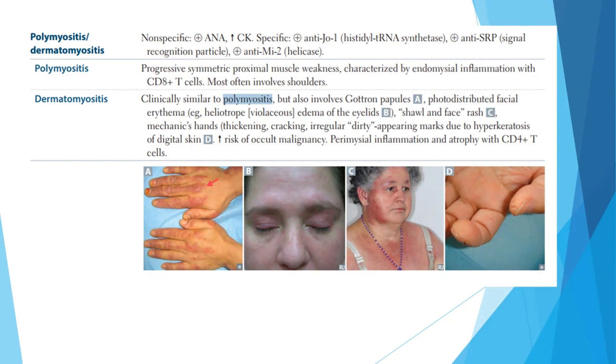So I again tell you, please remember the histology of polymyositis and dermatomyositis, as these are typically asked in the USMLE Step 1 examination. Also remember that polymyositis and dermatomyositis have a specific anti-Jo1 positive.